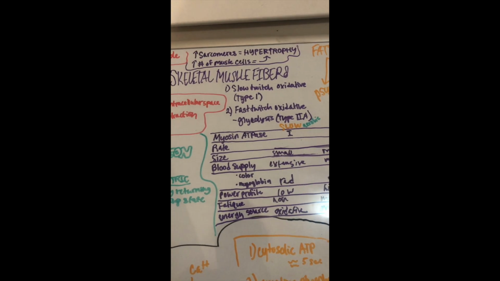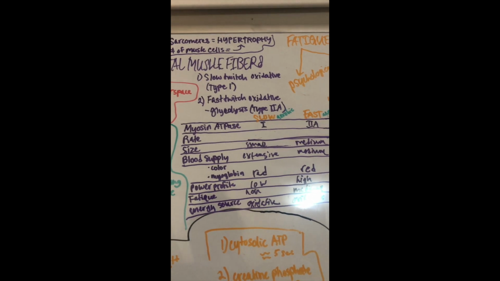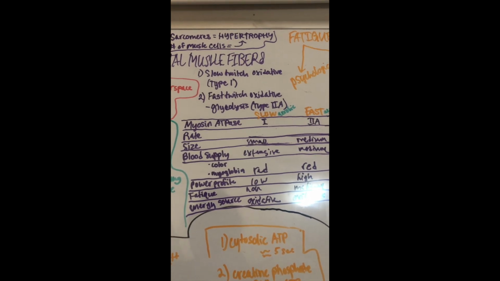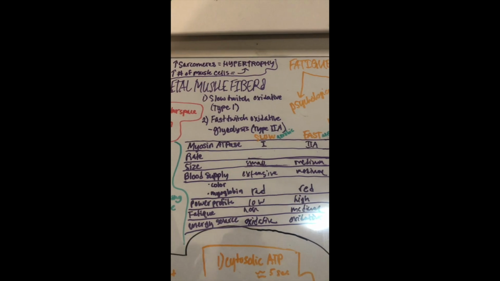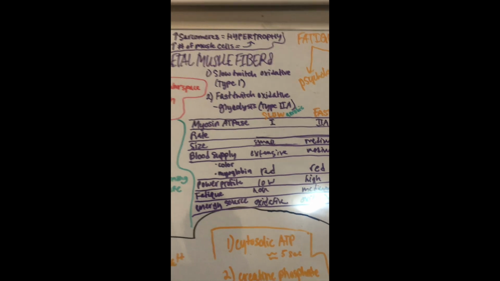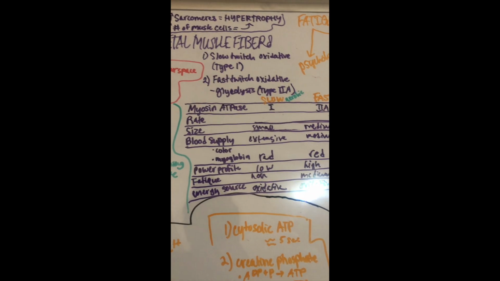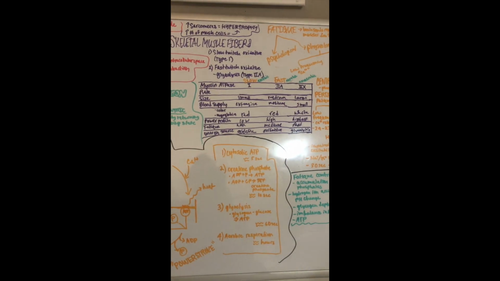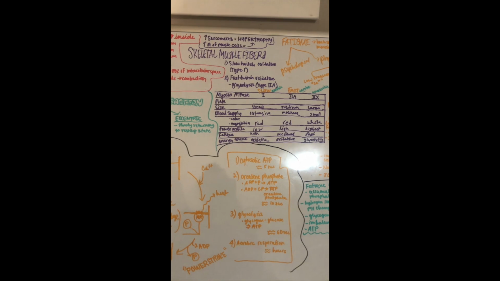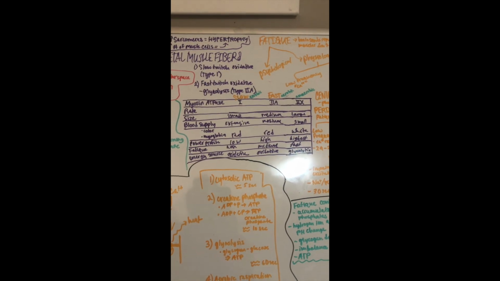So skeletal muscle fibers, there's 2 different types. We have slow twitch oxidative, which is type 1, and then we have our second, which is fast twitch oxidative, and this is a type 2 through glycolysis, excuse me. And there's several different characteristics of these. So first of all, myosin ATPase. What is it in these different types?